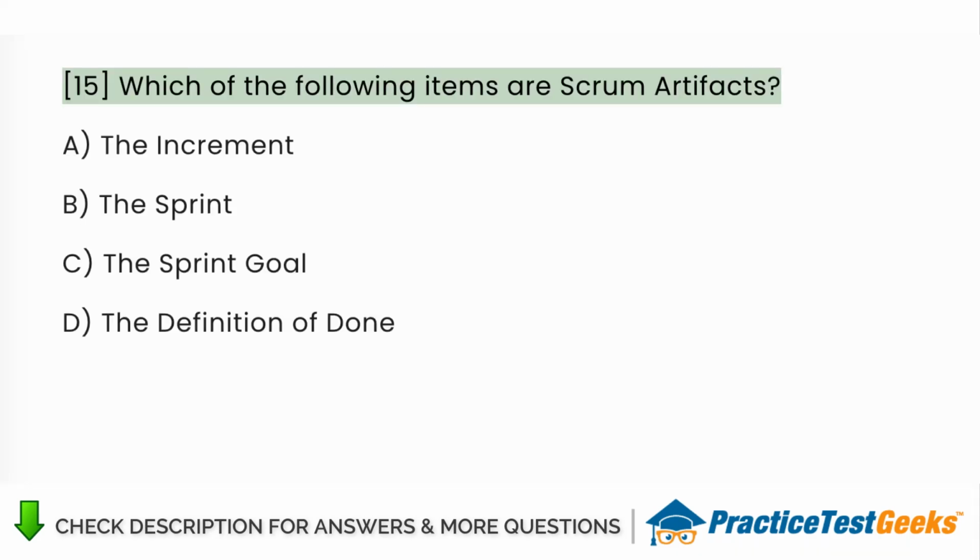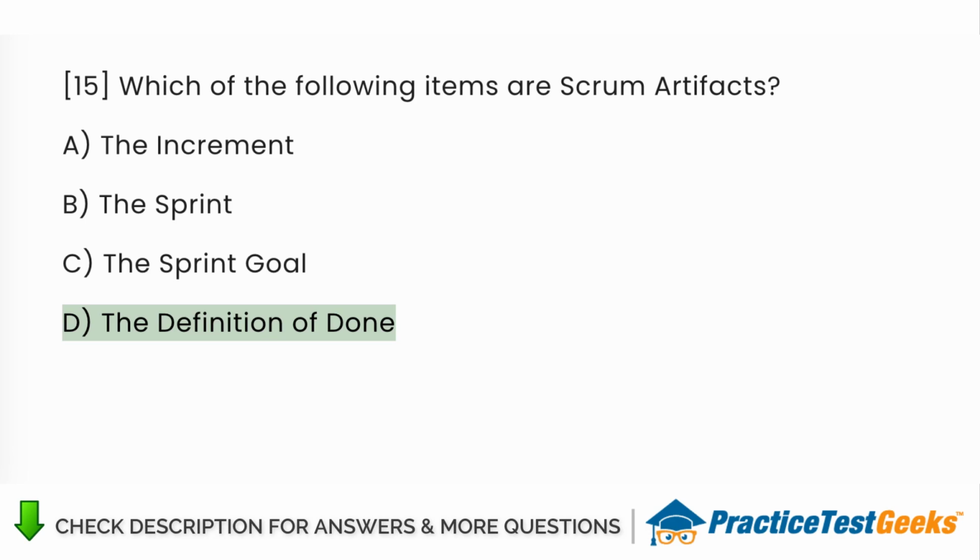Which of the following items are Scrum artifacts? A. The increment. B. The sprint. C. The sprint goal. D. The definition of done.